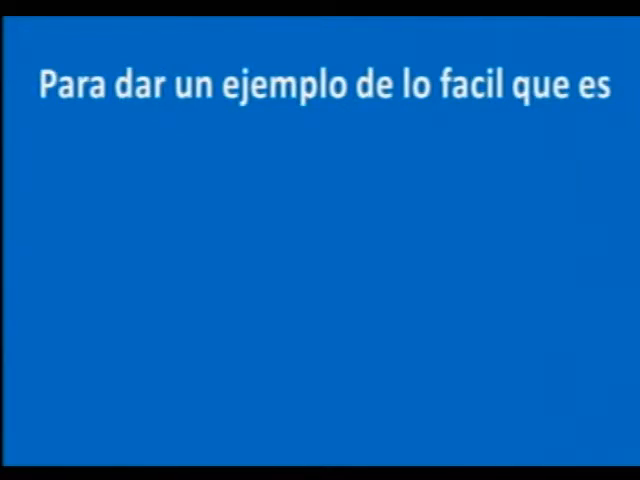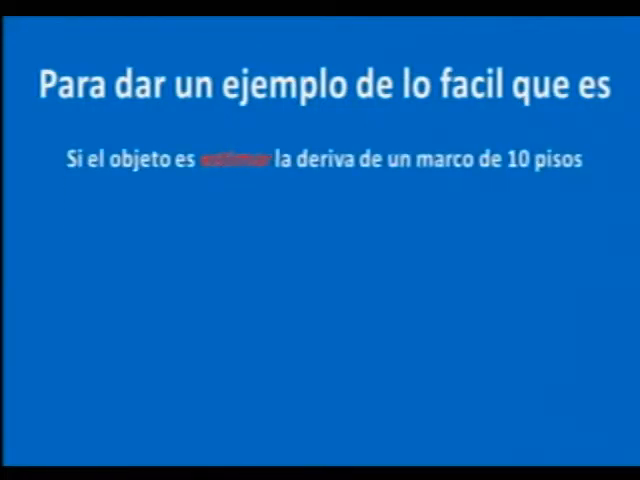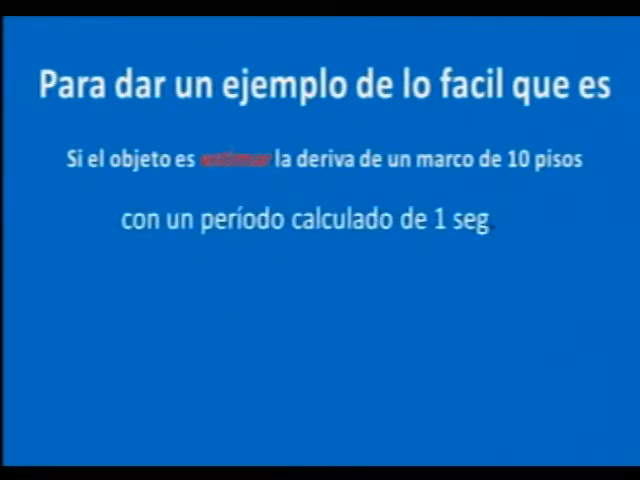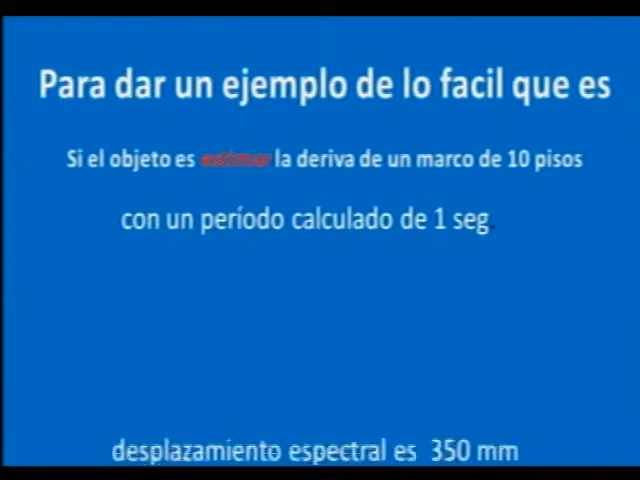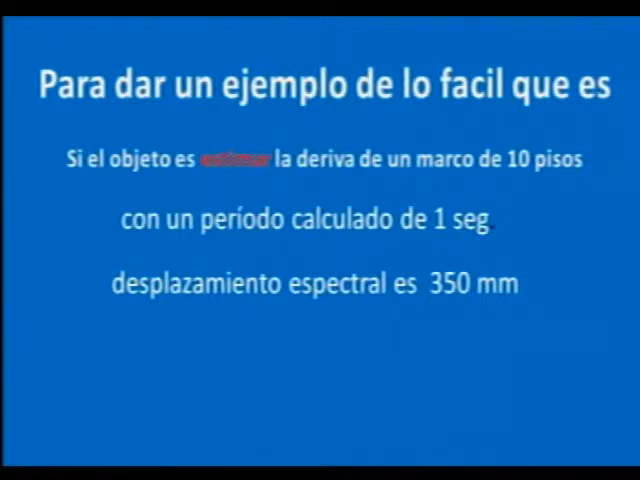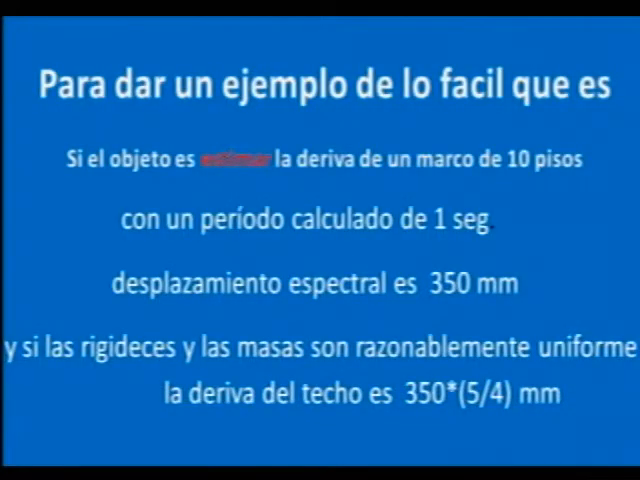If you're awake, if she's not bothering you with questions, let me give you a very simple example. If the whole idea is to estimate, not calculate exactly, but to estimate the drift, and say you have a building with 10 floors and a period of 1 second, your spectral displacement is 350 millimeters. It's that simple. And your roof displacement is approximately 25% more if your stiffness is reasonably uniform. That's all. You can estimate this in 2 minutes. But estimate, you're not calculating it exactly. Okay, that's what I want to say about earthquake engineering.